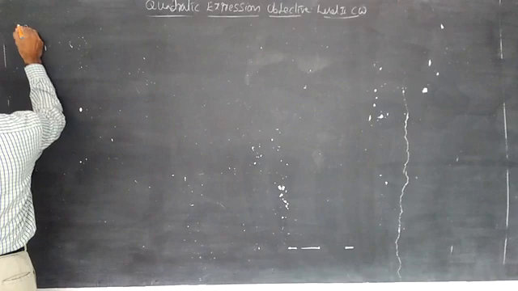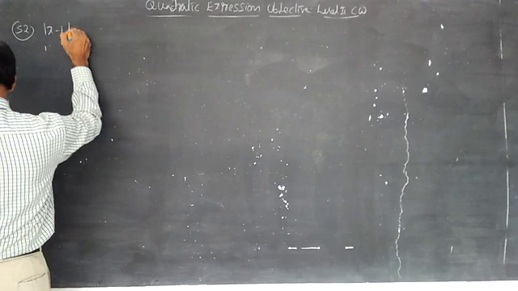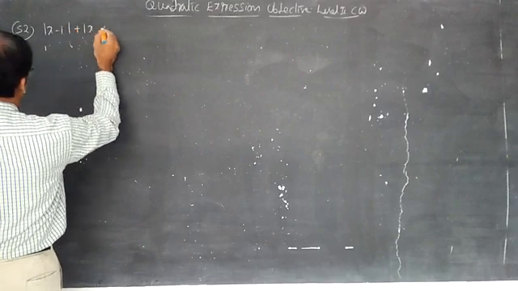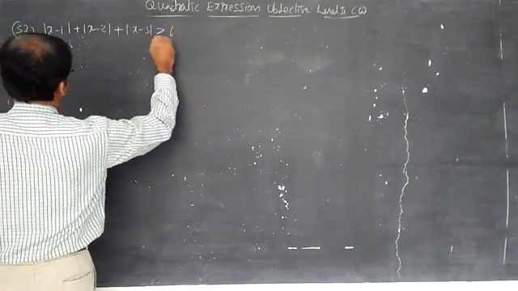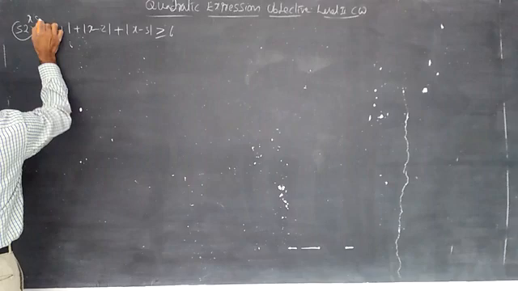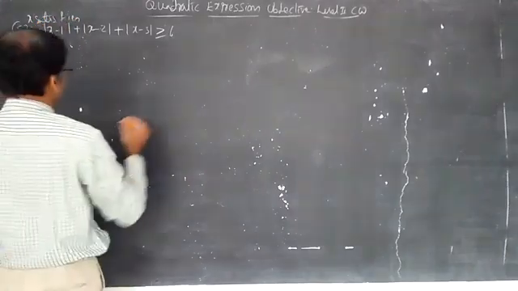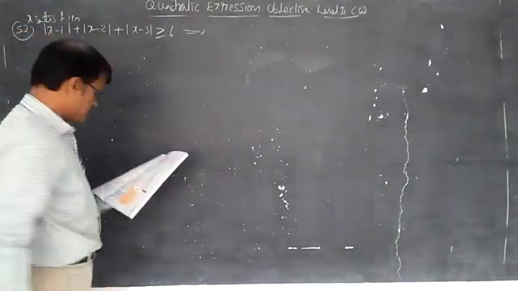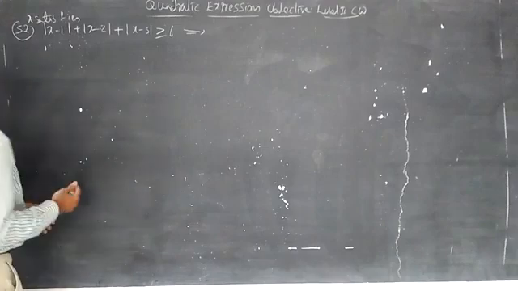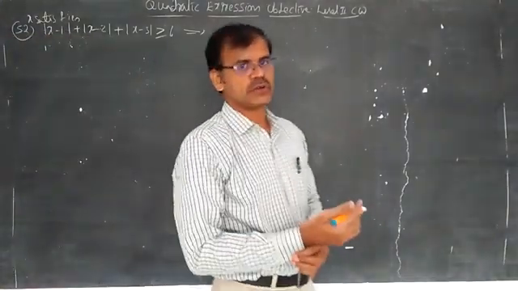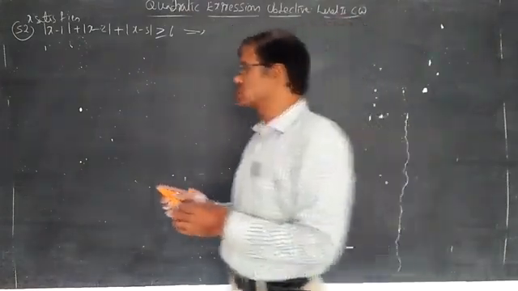Second question. x satisfies |x−1| + |x−2| + |x−3| ≥ 6. Then that implies, according to the options, which option is correct? Now, by taking absolute values and depending upon the modulus concept, we can understand this.